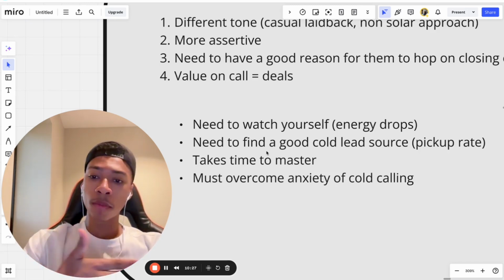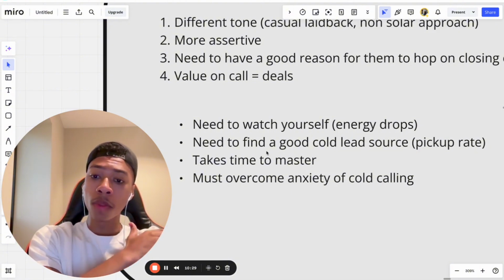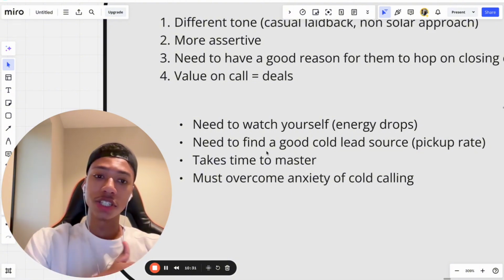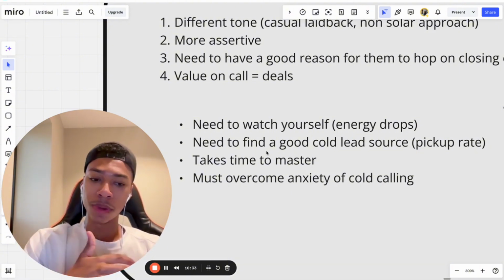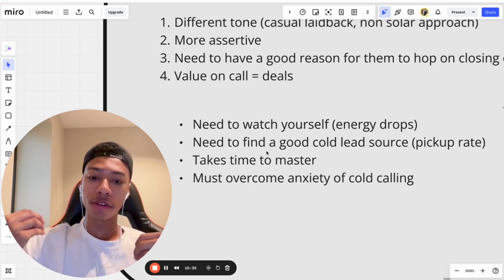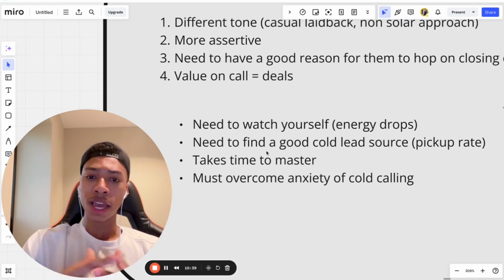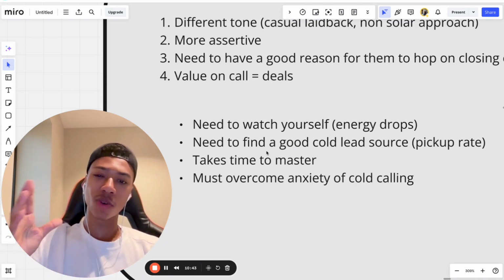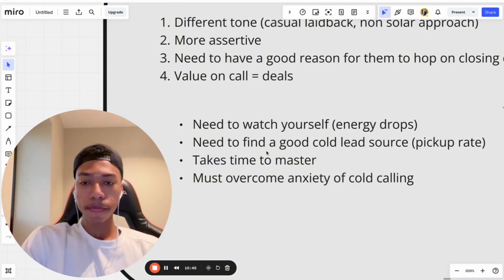And even if someone might be interested on a cold call with you, your energy is just so low, you feel so defeated and so beaten, that they're not going to like that kind of sad energy that you're projecting on these cold calls, and they're just not going to want to hop on an appointment with you. So it's very, very important that you manage your energy levels on cold calls.